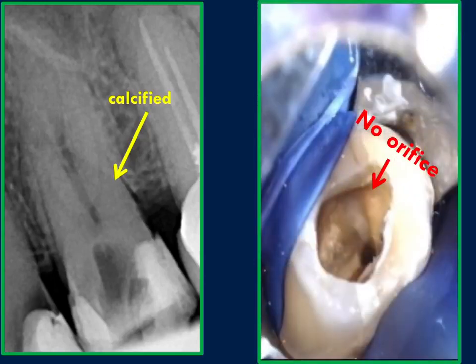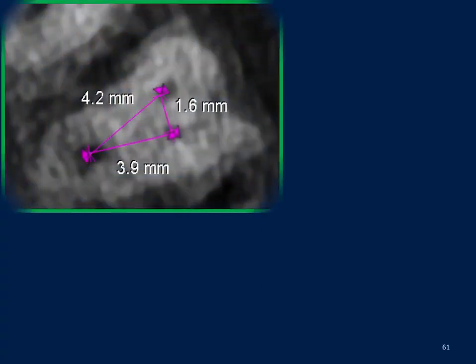With the microscope, I could not see any orifice. So I will use the calculation with the cone beam. Cone beam showed me those numbers. It tells me the distance between the mesiobuccal and distobuccal canals is 1.6 millimeter, and they are away from the palatal canal by 4.2 millimeter.